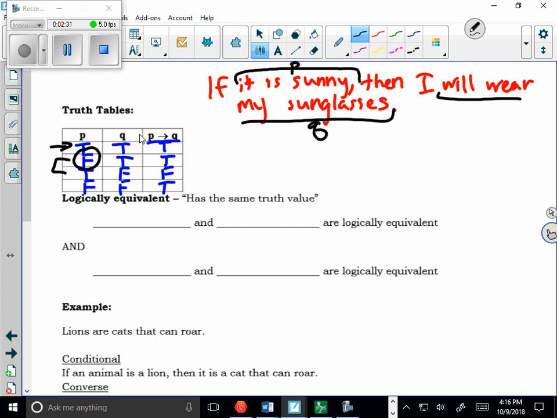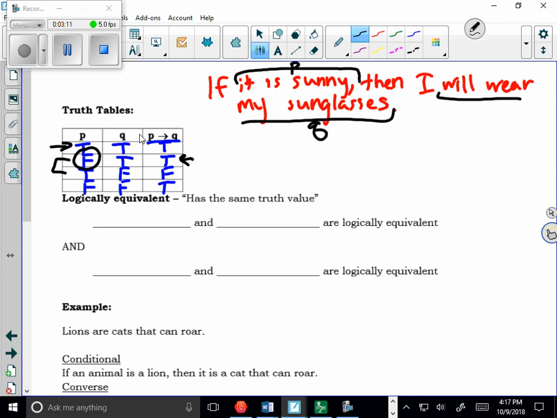The reason that I'm still going to say that statement is true, even if it is not sunny, is because that has no effect on my conclusion. I might just be wearing my sunglasses because I like them. It doesn't really matter if it's sunny or not. It doesn't affect my outcome. So I'm still going to say that statement is true. I'm going to think about the second one in the same way, and I will show you.